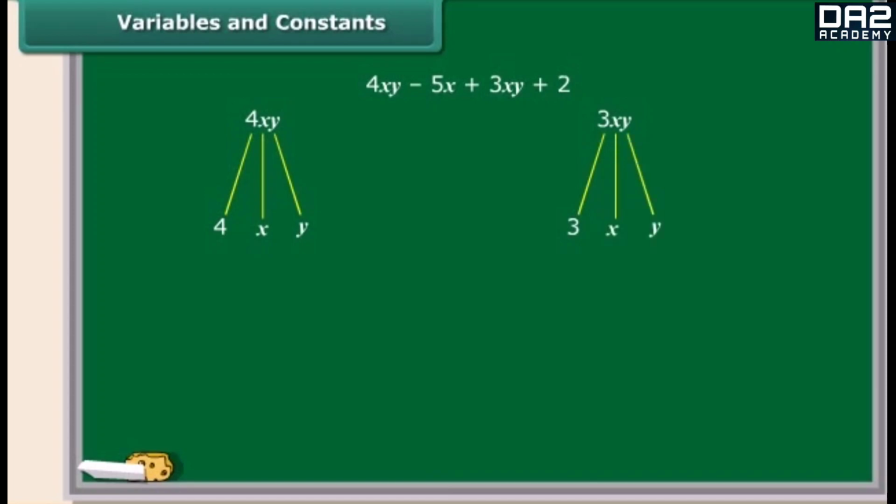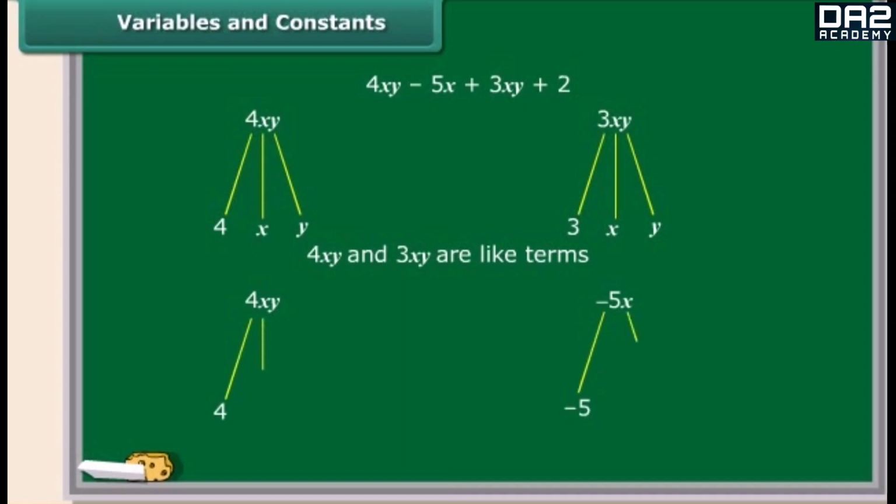So both the terms have the same algebraic factors, which means 4xy and 3xy are like terms. On the other hand, the terms 4xy and minus 5x have different algebraic factors. So, they are unlike terms.